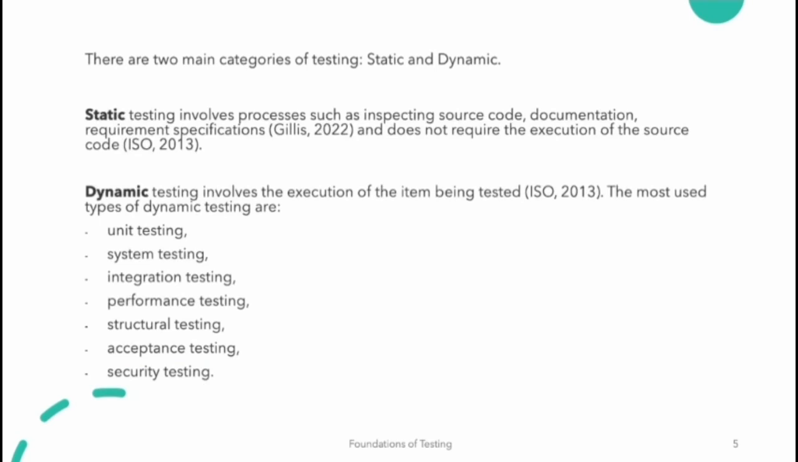There are two main categories of testing: static and dynamic. Static testing involves processes such as inspecting source code, documentation, and requirement specifications, and does not require the execution of the source code. Dynamic testing involves the execution of the item being tested. The most used types of dynamic testing are unit testing, system testing, integration testing, performance testing, structural testing, acceptance testing, and security testing.